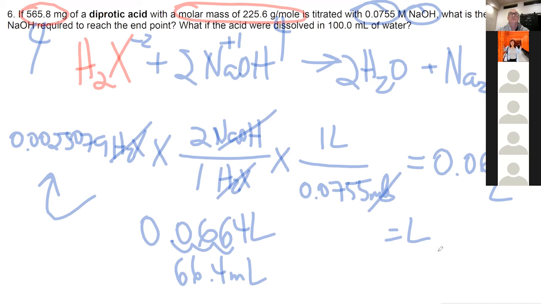Now, what about the second part of the question? What if I dissolve that amount of acid in 100 mL of water before we started? How would that change the volume of sodium hydroxide required? Would we add 100 mL? Would it be 166.4 mL?